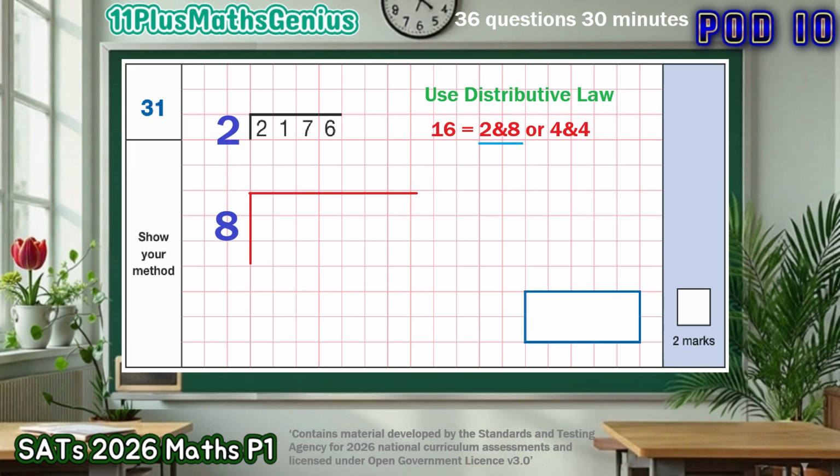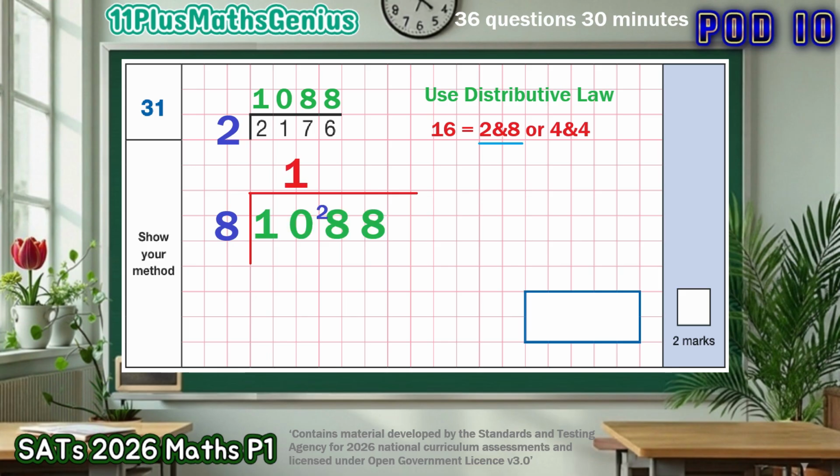2176 divided by 2. So 2 goes into 2 once exactly. 2 doesn't fit into 1, so we put a 0. Now 2 goes into 17 8 times, but doesn't fit exactly, so we're left with a remainder of 1. And then 2 goes into 16 exactly 8 times. And now we can do 1088 divided by 8.